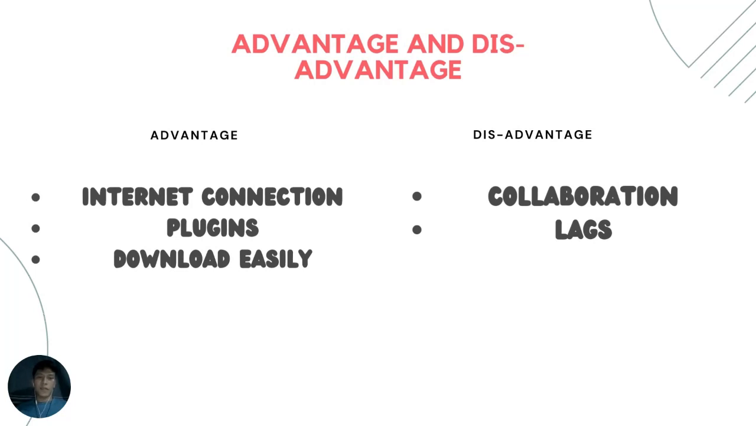The disadvantage of Figma is first the collaboration. You cannot collaborate with other team members and receive their notifications, and it doesn't show whether your team members are active or not. The second is lags. To use the online version, you need a good speed internet connection. Otherwise, you will get access to limited features. Apart from this, you also need a good system with powerful specs to use it without any lags.